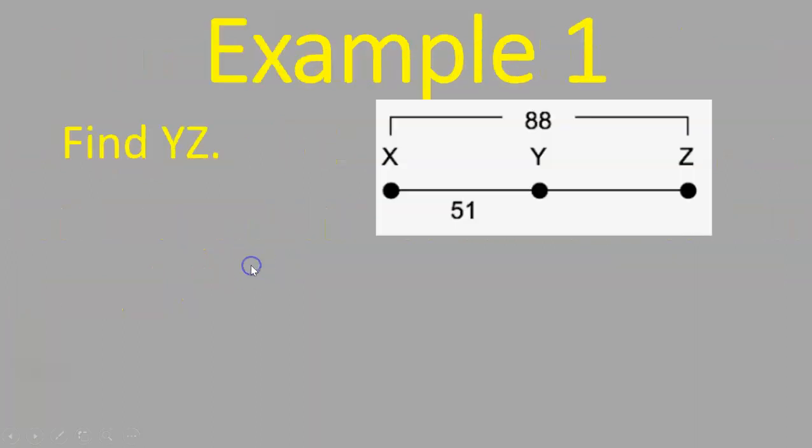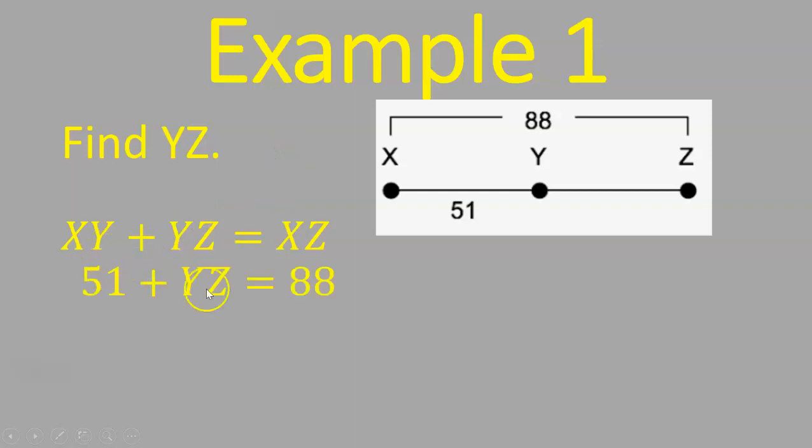Okay, so let's look at this in application. So here we have a line segment XZ, which is split in two parts, 51 and an unknown part, and it totals 88. So if we're looking for YZ again, which means the distance between Y and Z, we'd set up the segment addition postulate. Part plus part equals whole. Substitute 51 for XY and 88 for XZ, and then use simple algebra to find YZ to be 37. Okay, so again, these are distances, and this particular figure is not necessarily drawn to scale.